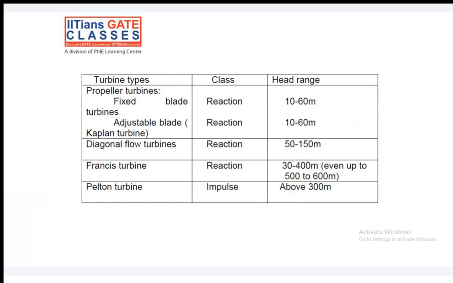Now I will tell you what the specific speed range is. Sometimes I have seen questions appear that ask what the range of specific speed is. So the specific speed table is something like this. I'm drawing the specific speed table.